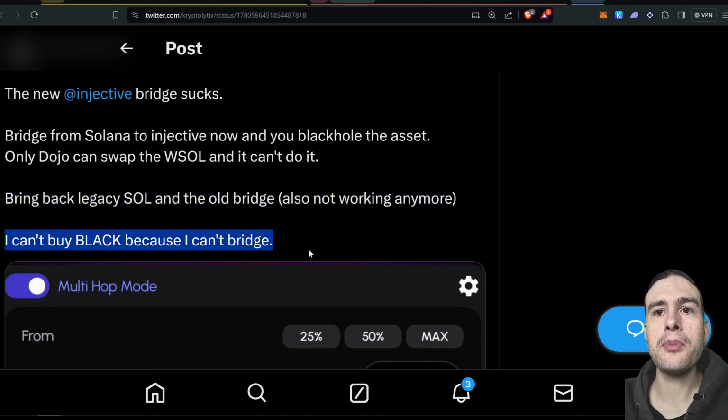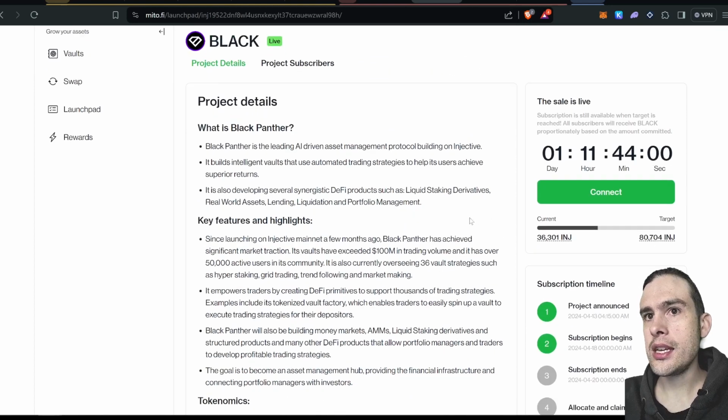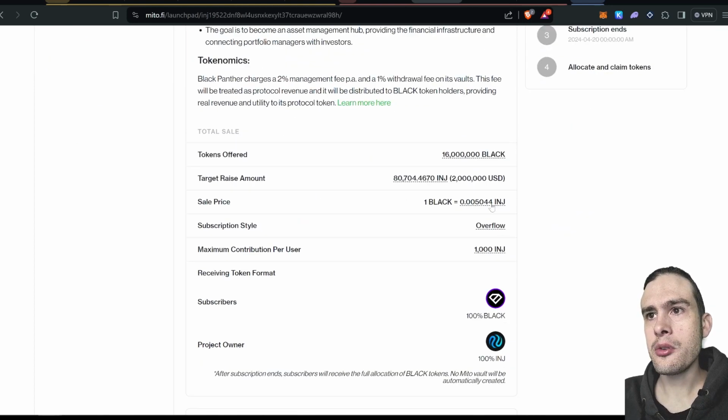Now, I actually did end up buying BLACK, and the way I did that is I used Neptune Finance because I've got a whole bunch of assets in there. So I just borrowed Injective, about 10 Injective, which is not as much as I wanted to buy, and I just put it into Mito Finance. So yeah, the BLACK public sale is currently on, and I think the token price will be 0.015 cents or something like that. So the sale price is 0.005 Injective currently.